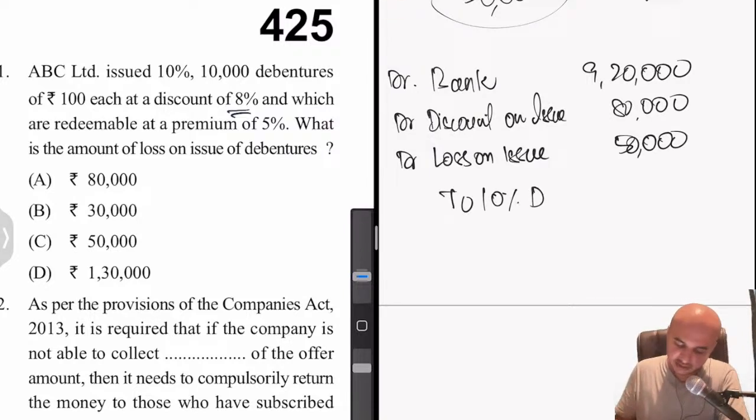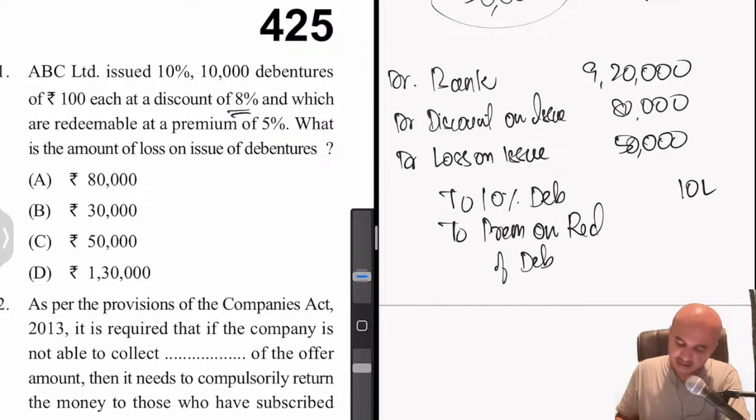10% debentures face value, which is 10 lakhs, to premium on redemption of debentures. This again we will use at the time of redemption, so we don't have to worry about it now, which will be 50,000. So 10 lakh 50,000, 10 lakh 50,000 on both the sides.